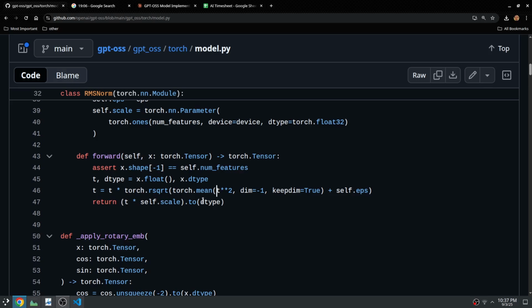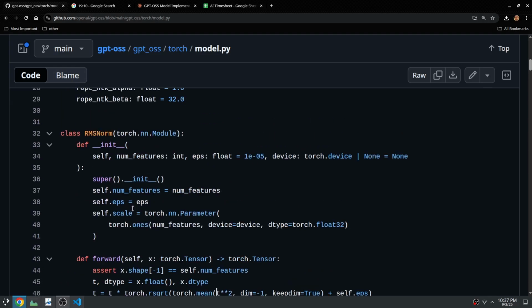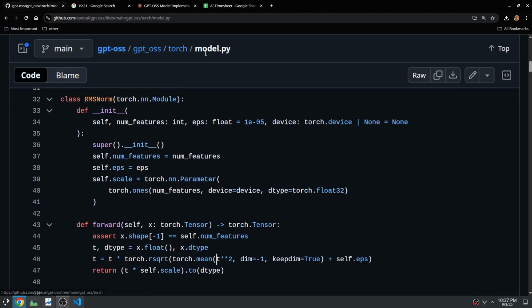And that's the data type, and so that is the root mean squared normalization, and that's what it's doing. And this is the actual code that GPT-OSS uses, the PyTorch code. As you can see up here, it's available on GitHub. I think it's MIT license.